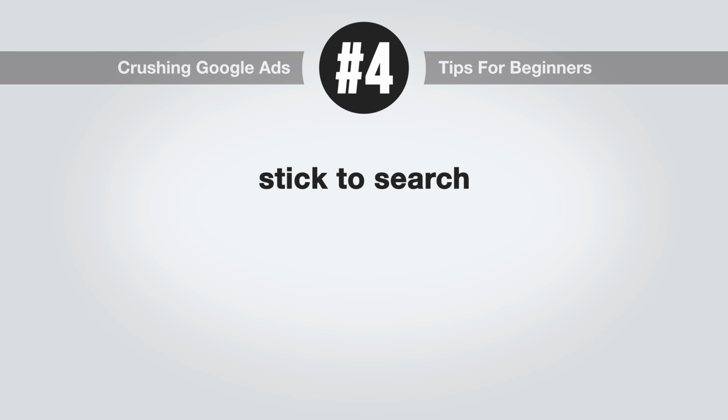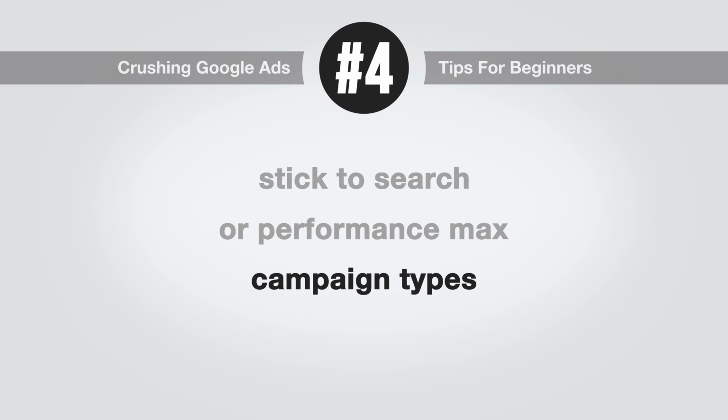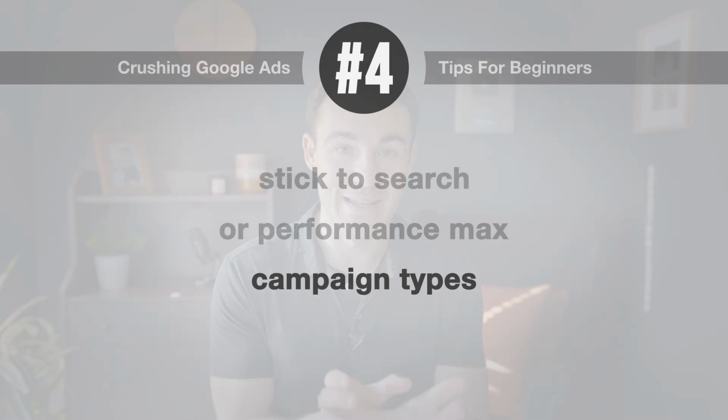Number 4, stick to search or Performance Max campaign types. Now, I typically recommend for beginners that they start with search campaigns only when it comes to Google Ads, because search is by far the easiest part of Google Ads to understand. It's the part that most of us think about when we're not that experienced with Google Ads. We think about search, right?